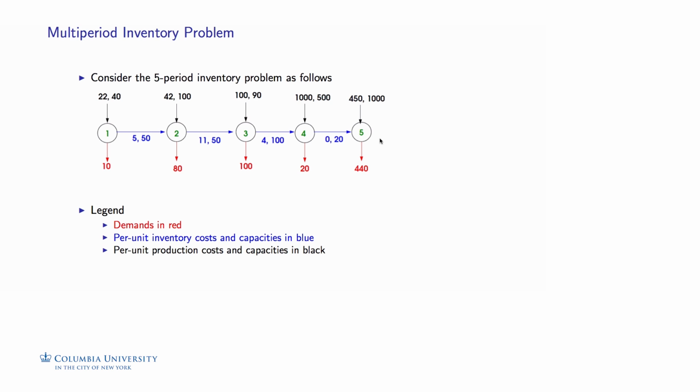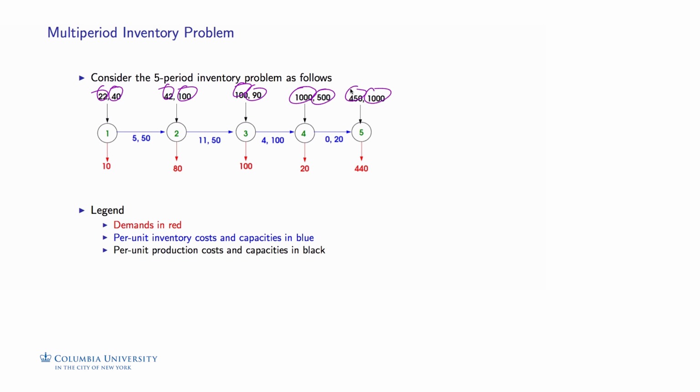As you see in this image here, these are the production costs in each period. And then the numbers next to them are the production capacities. These are the upper bounds on the capacity that we can produce in each period. What's shown in blue is the inventory costs and capacities, respectively. And the demands are shown in red.